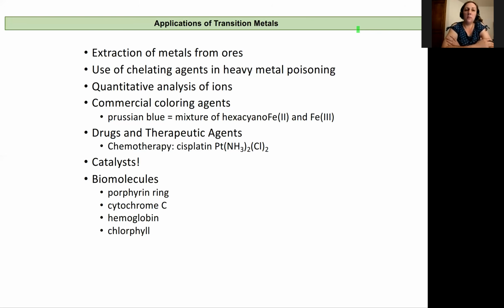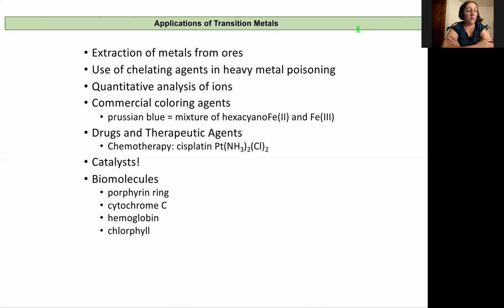We also use transition metals and what we learn about ligands and coordination compounds to understand how to create chelating agents to help relieve the consequences or symptoms of heavy metal poisoning. We use them in the quantitative analysis of ions, much like we used in our qualitative analysis of ions at the beginning of the quarter. They're used as commercial coloring agents. They're gorgeous, right? I mean, Prussian blue is a mixture of hexacyanoiron(II) and then iron(III). And just look at any Bob Ross painting and you will see lots of transition metals in the pigments that make his masterpieces. We also see them as drugs and therapeutic agents. Platinum is used as a chemotherapy agent as cisplatin, with ammonia and chlorine.